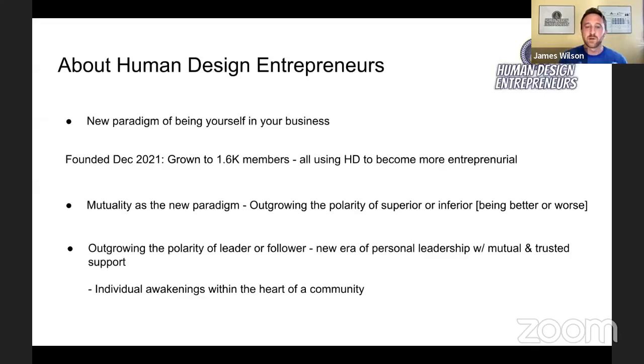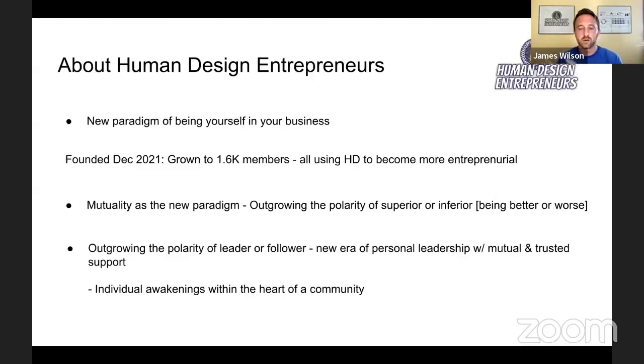About the Human Design Entrepreneurs community, this is what I see as being a new paradigm of business. It's really only been the last few years, I think, that it was possible to be doing something like this, that we're all pioneering together. And I wasn't sure when I founded this community in 2021 if there would be a lot of interest in it, but sure enough, there was quite a bit. So it's grown to 1.6 thousand members, all people who are using human design to become more entrepreneurial.